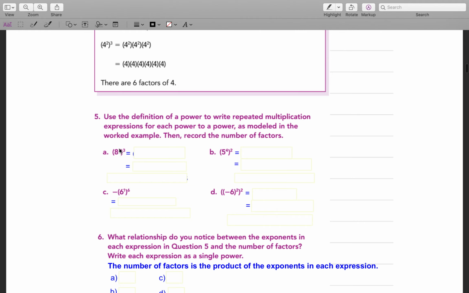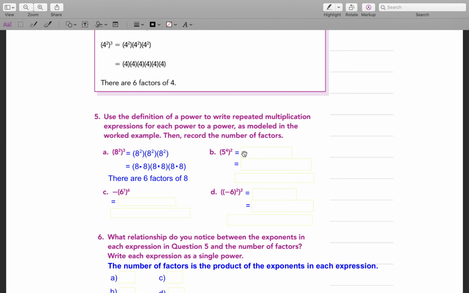So we have 8 squared, and that's being cubed, right? 8 squared is being raised to the power of 3. That means it's going to be 8 squared times 8 squared times another 8 squared. So 1, 2, 3, because it's being raised to the power of 3. That means 8 squared is the same thing as 8 times 8, right? Another 8 squared is 8 times 8. Another 8 squared is 8 times 8. And so when you count them, 1, 2, 3, 4, 5, 6, there are 6 factors of 8.